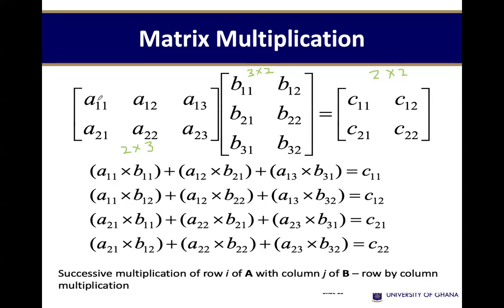So first thing we have to do is that we need to pick the first row here and then concatenate it with the first column here. So that's going to give us A11 times B11 plus A12 times B21 plus A13 times B31. When you do that, that should lead you to here, which basically gives us a C11.